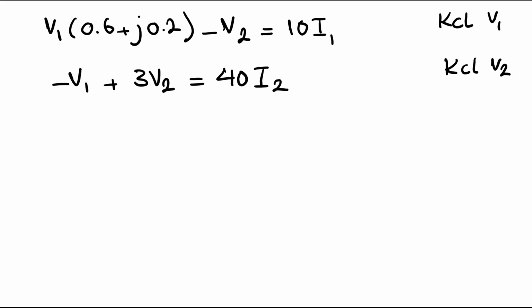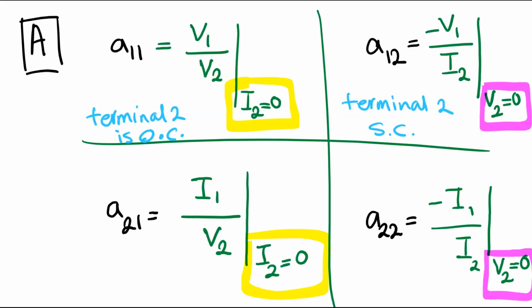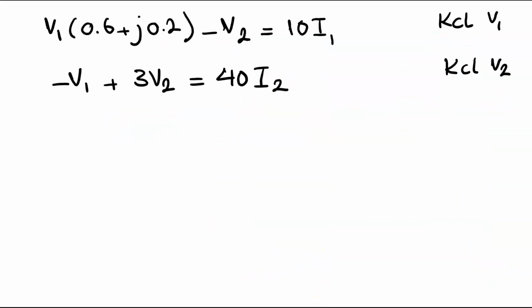Now, in order to find the A matrix, I need to apply my assumptions. My first assumption that helps me to find A11 and A21 is having I2 equal to 0. And then my second assumption is V2 equal to 0. Let's start with I2 equal to 0. So if I2 is equal to 0, then this term is eliminated. So the second equation can easily describe the relationship between V1 and V2.